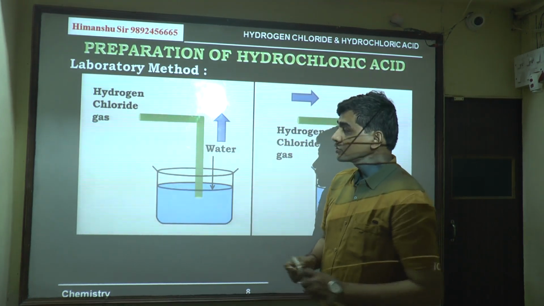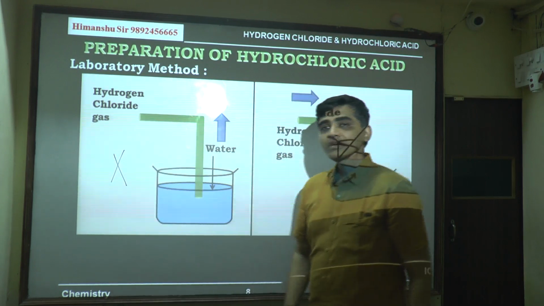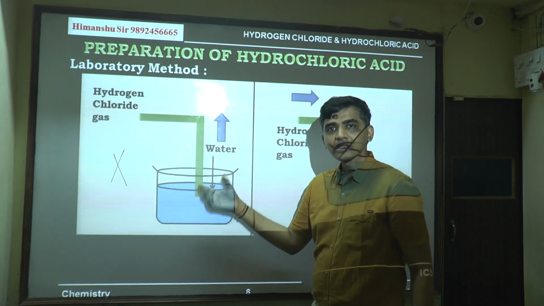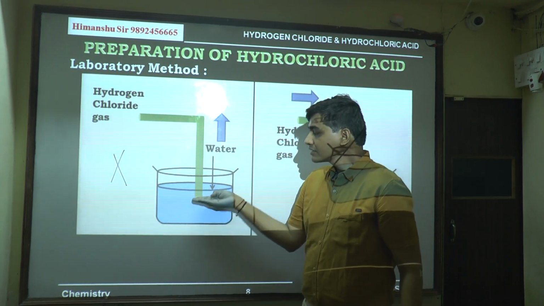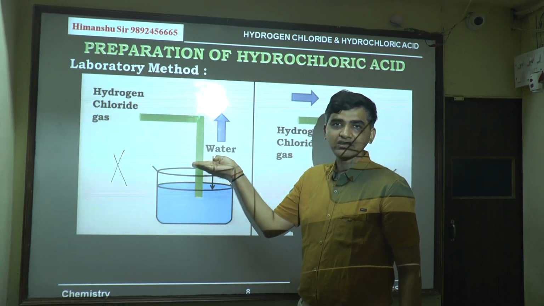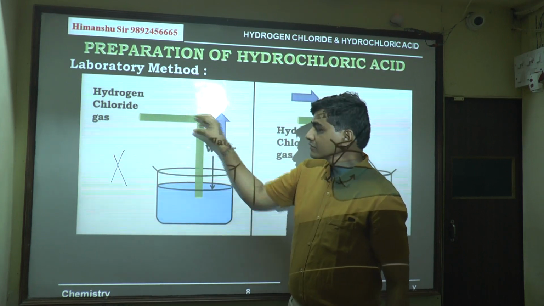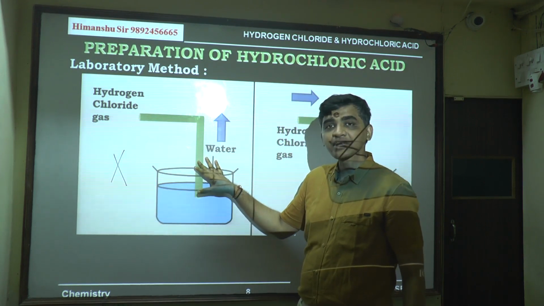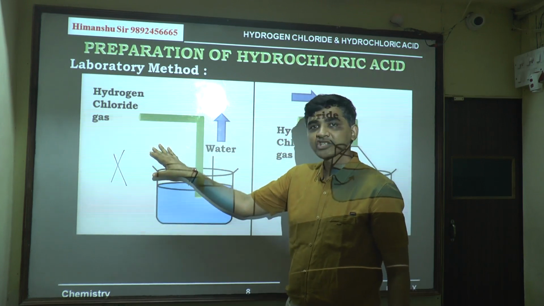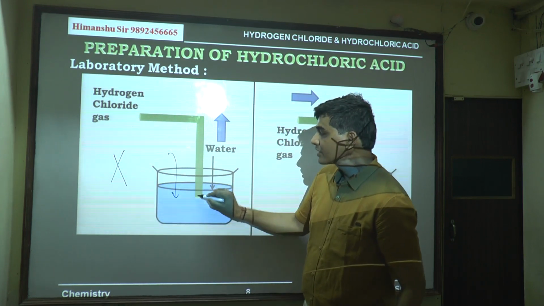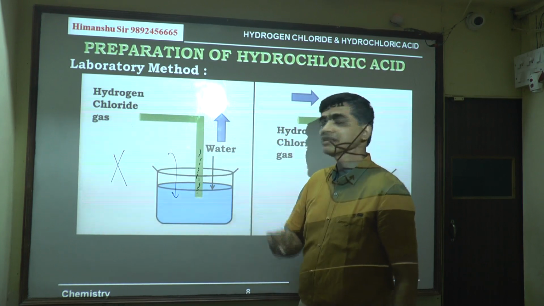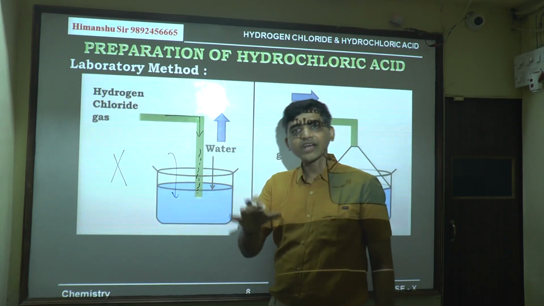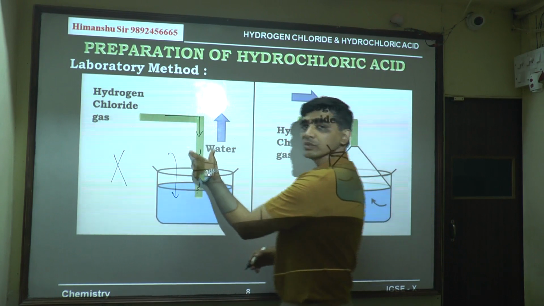But we do not select this method. The reason behind it is that the solubility of the gas in water is so high that the water level will rise up inside the delivery tube. The pressure inside will decrease and the outside pressure will be more. It will force the water to rise up inside the delivery tube. Now there is no passage for the gas to go in and the formation of hydrochloric acid will stop. So we don't use a delivery tube.